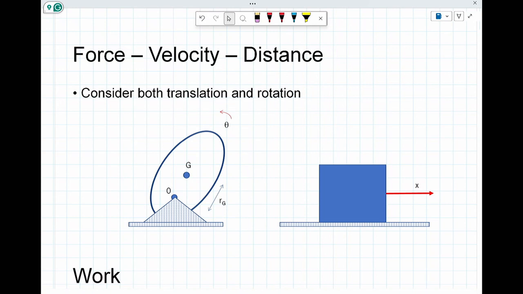All right, so you have distances that are measured either as distances traveled, as linear distances, or rotations. So theta is a distance.